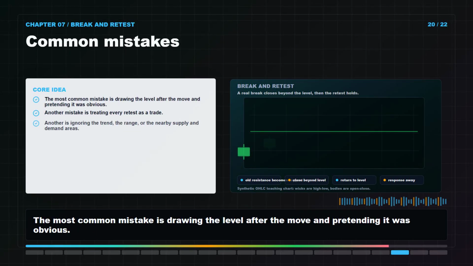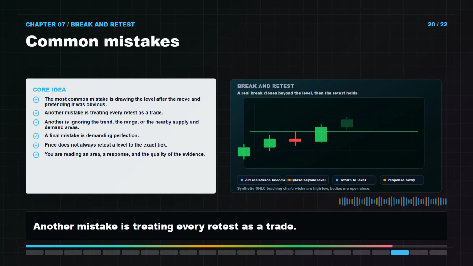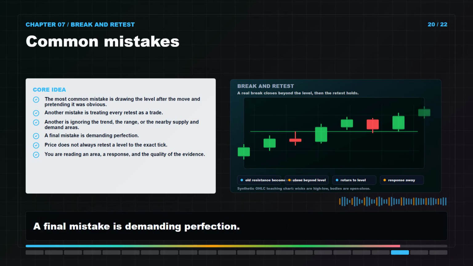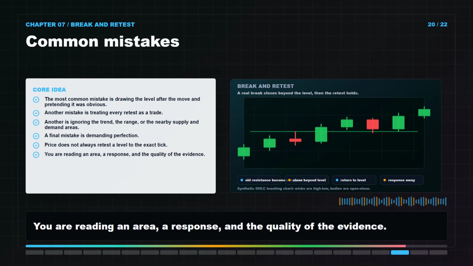The most common mistake is drawing the level after the move and pretending it was obvious. Another mistake is treating every retest as a trade. Another is ignoring the trend, the range, or the nearby supply and demand areas. A final mistake is demanding perfection. Price does not always retest a level to the exact tick. You are reading an area, a response, and the quality of the evidence.